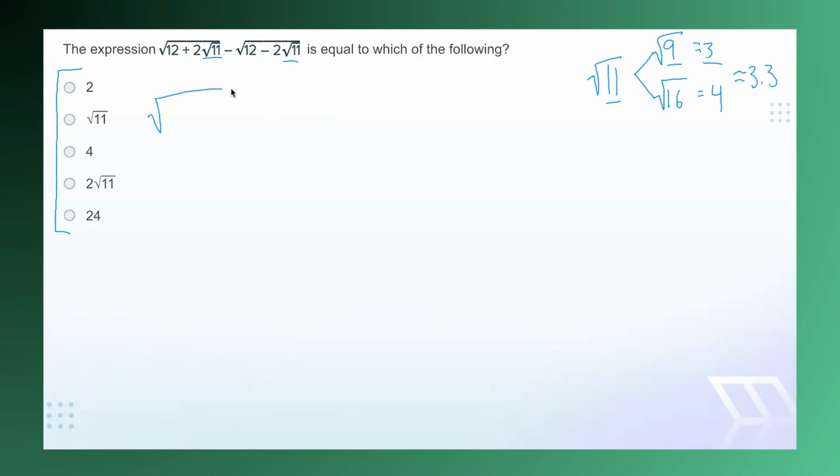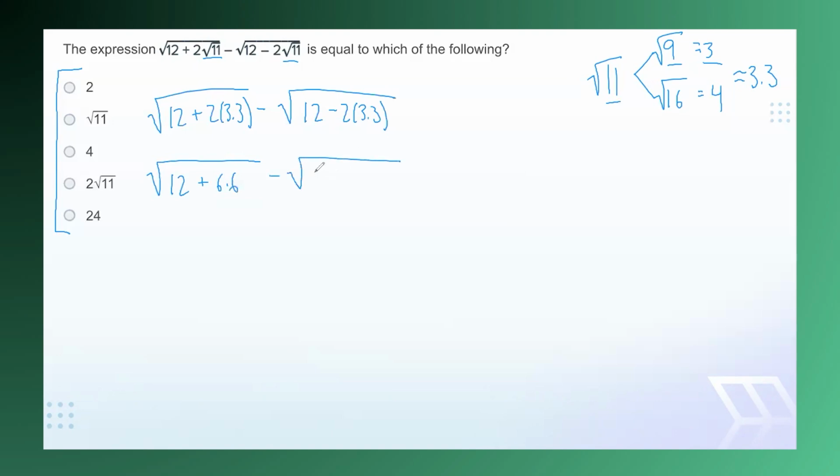So we're going to have the square root of 12 plus 2 times 3.3 minus the square root of 12 minus 2 times 3.3. Doing that multiplication, we're going to get the square root of 12 plus 6.6 minus the square root of 12 minus 6.6. And then executing that addition and subtraction, I'm going to get the square root of 18.6 minus the square root of 5.4.